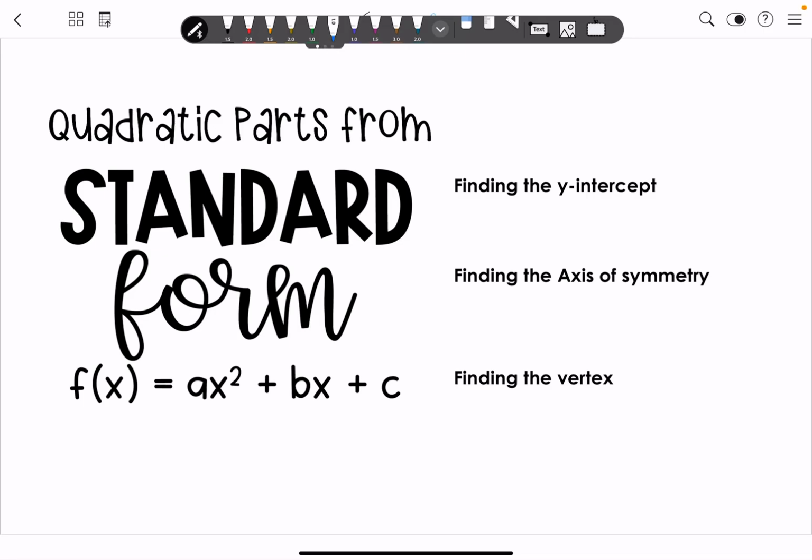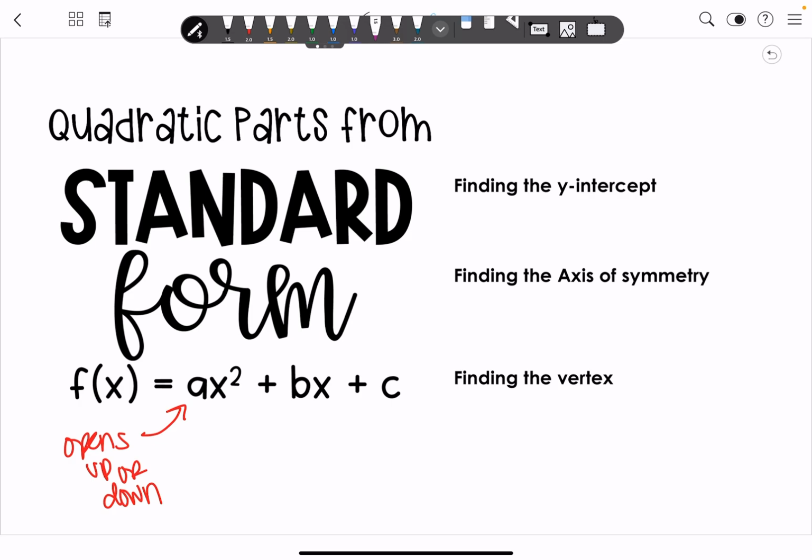Hey everybody, we are going to be talking about quadratic parts from standard form this time. So I want you to remember that your A value right here tells you if something is opening up or down, right? And that part is not different from vertex form. But what you do have is two new letters. You have the B and the C.